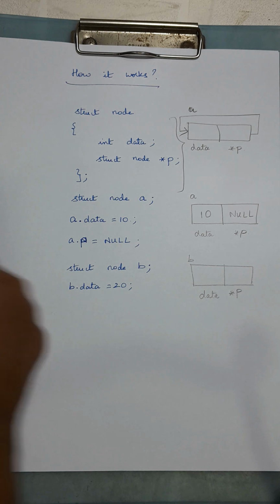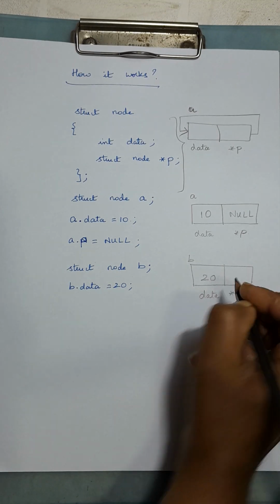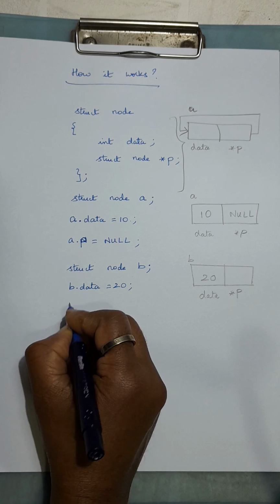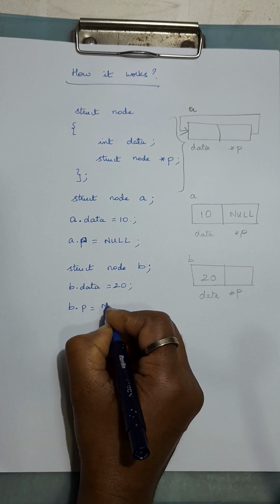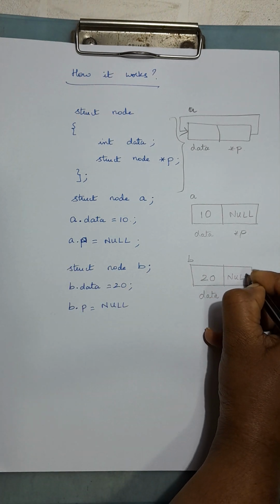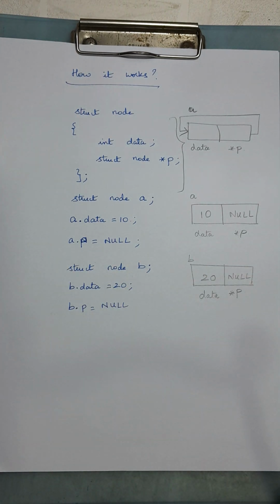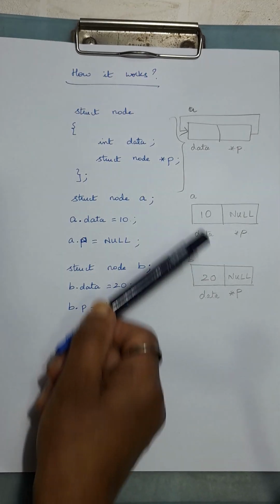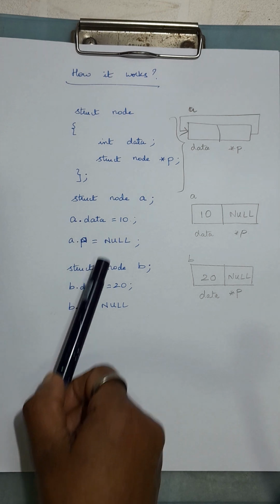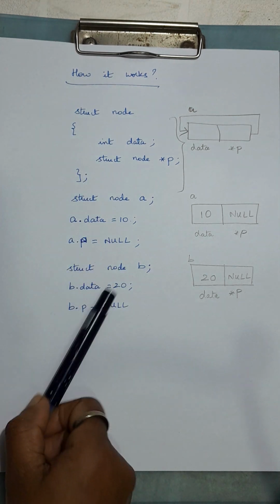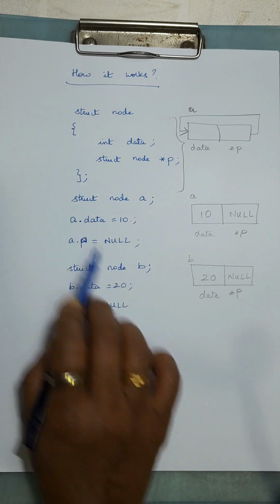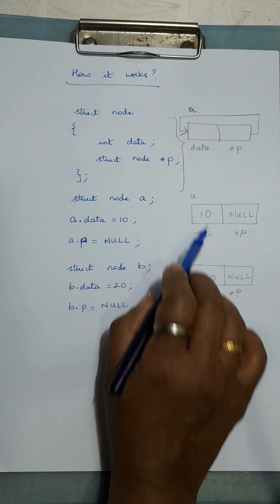So what happens? I put 20 inside the data value and B dot P is equal to null. So it is null here. Fine. Okay. Now there are two structures, node A and B, of similar data, similar structure. A is pointing to a structure node, B is also pointing to a structure node. So there are two different values.